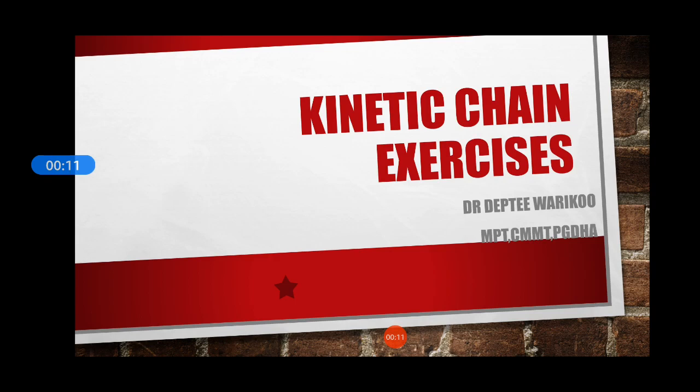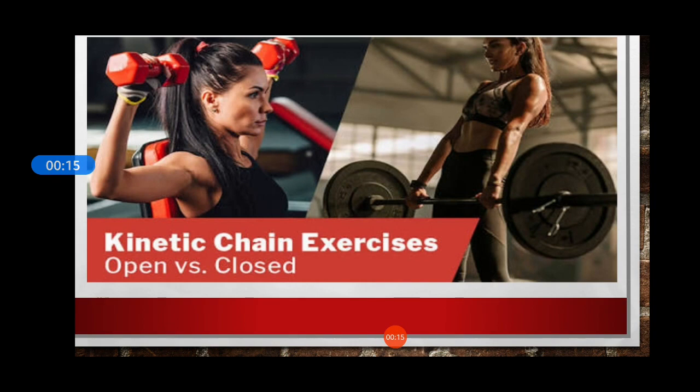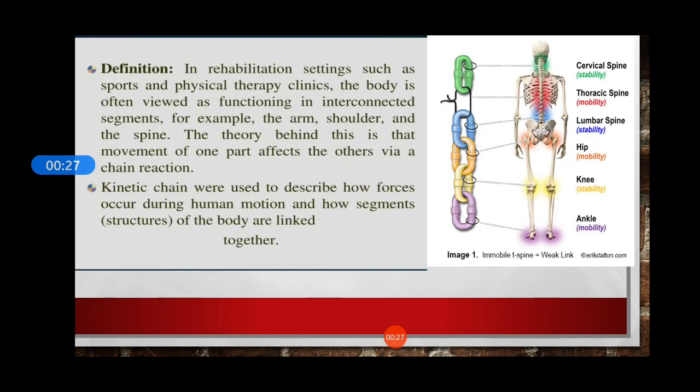Today we will be discussing the kinetic chain exercises. The kinetic chain in the engineering sense is composed of a series of rigid links that are interconnected by a series of pin-centered joints. The system of joints and links is constructed so that motion of one link at one joint will produce motion at all of the other joints in the system in a predictable manner.